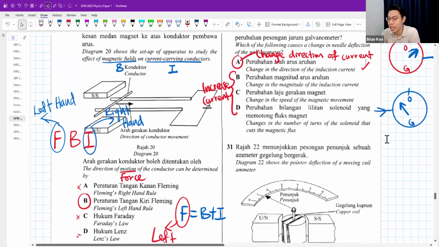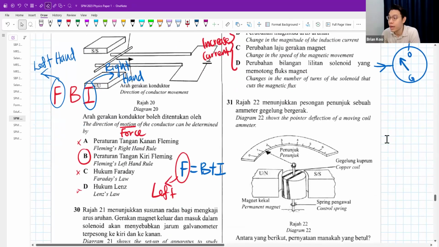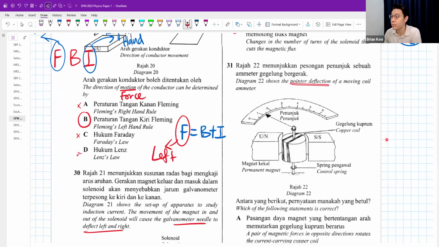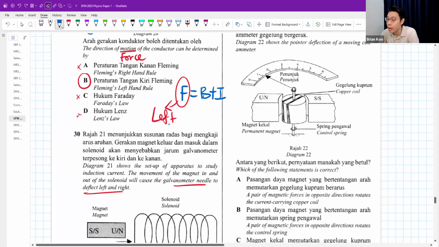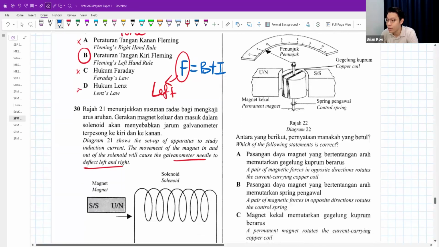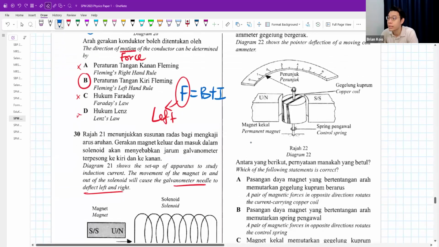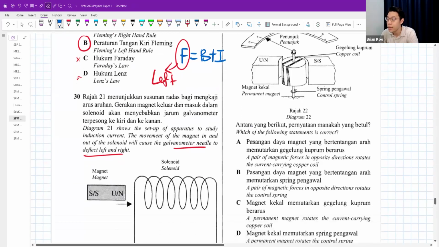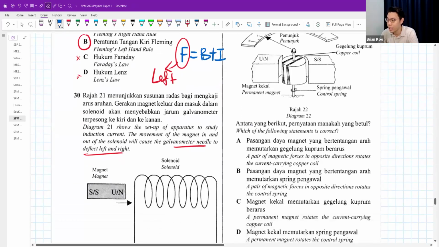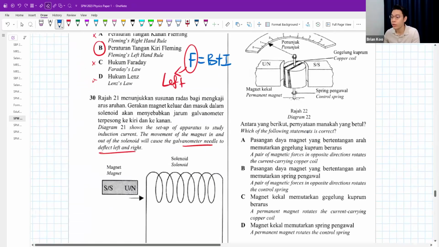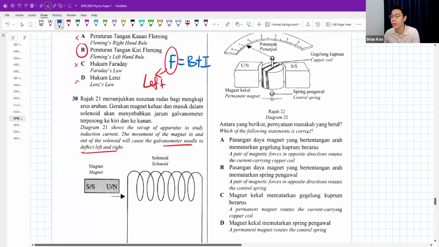Okay, question 31. The diagram shows the pointer deflection of a moving coil ammeter. Which of the following statements is correct? A: A pair of magnetic forces in the opposite direction rotates the current carrying copper coil. Okay, sounds correct to me. B: A pair of magnetic forces in opposite direction rotates the control spring. No, it is not trying to rotate the control spring. It's rotating the copper coil.